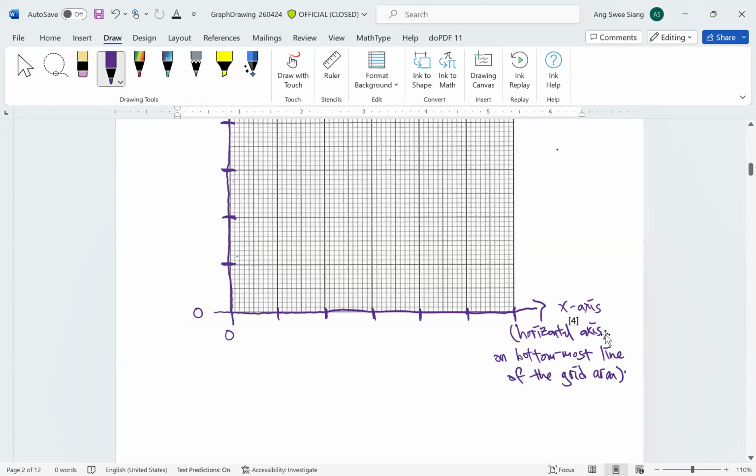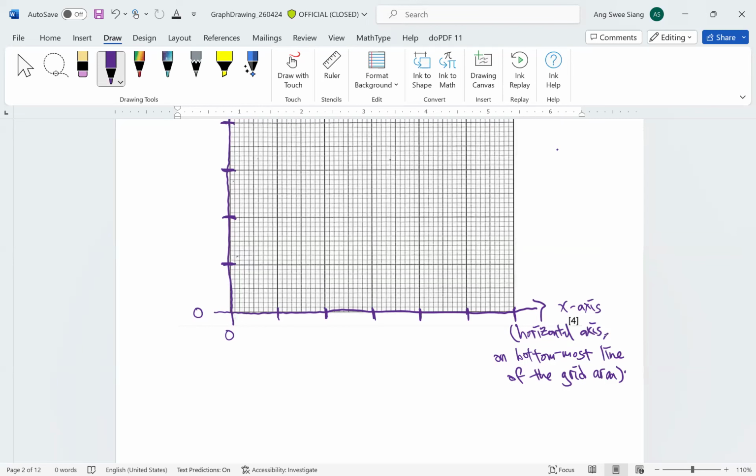You do not need to start from 0. For biology graph drawing, the origin doesn't have to start from 0. I don't know what you learn from maths and other subjects, but for biology, you do not need to start from 0 all the time, because if you start from 0 all the time, your graph may be too small.